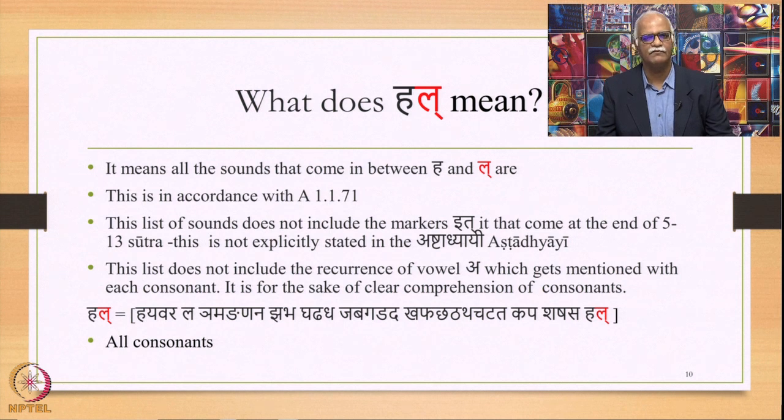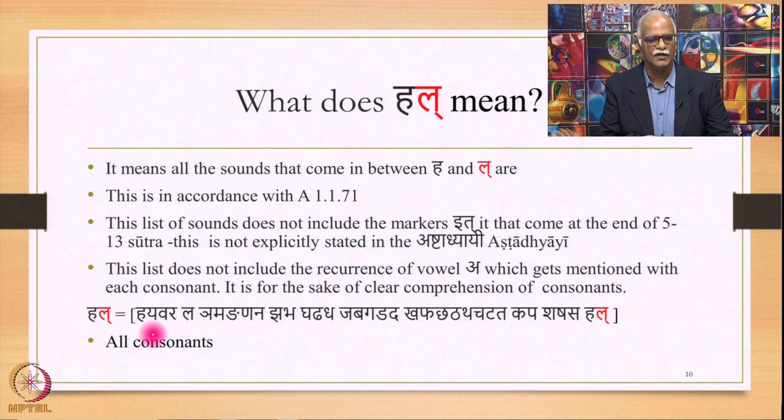There is one more thing that we need to note down here, and that is that this list starting from h to l does not include the recurrence of vowel a after h. For example, here this written symbol h is a symbol of consonant h plus vowel a. Ya is consonant ya plus vowel a. V is consonant V plus vowel A. R is consonant R plus vowel A. L is consonant L plus vowel A. This L is pure consonant mark. This is the consonant and this is consonant plus vowel.